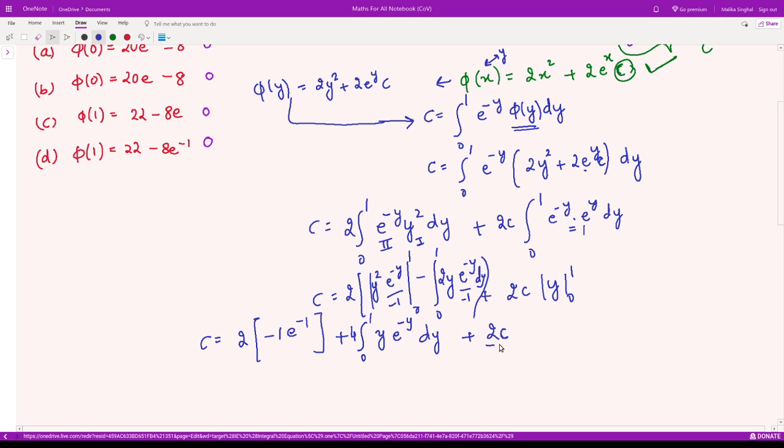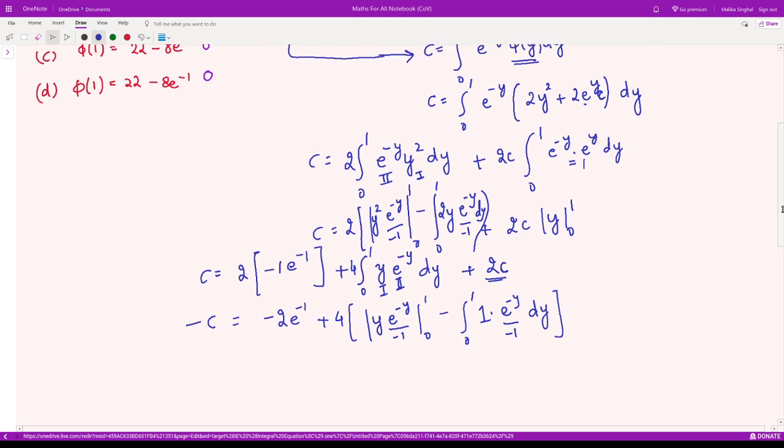So this 2c could be taken on the left hand side, so we'll have minus c, that would be equal to minus 2 e to the power minus 1, and here again I have to do integration by parts, so it would be plus 4, then first function as it is, integration of second, limits from 0 to 1, minus integration from 0 to 1, derivative of first, that would be 1, integration of second e to the power minus y upon minus 1 dy, right? So these are our terms.